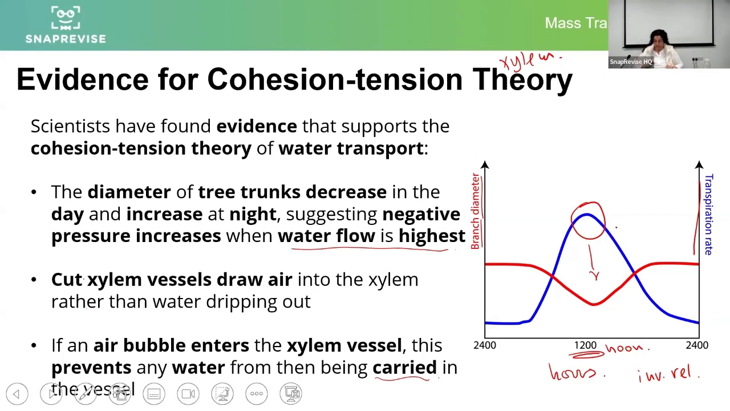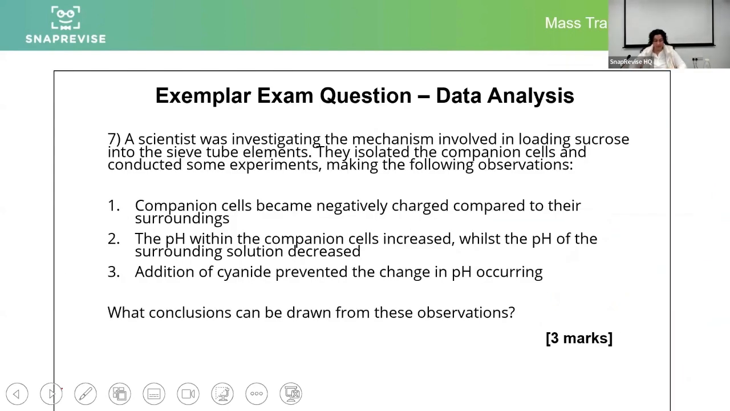Let's look at a final exemplar question for today. A scientist was investigating the mechanism involved in loading sucrose into the sieve tube element. They isolated the companion cells and conducted some experiments, making the following observations. Observation 1: companion cells became negatively charged compared to their surroundings. 2: the pH within the companion cells increased, while the pH of the surrounding solution decreased. 3: addition of cyanide, which is a poison, prevented the change in pH occurring. What conclusions can be drawn from these observations?